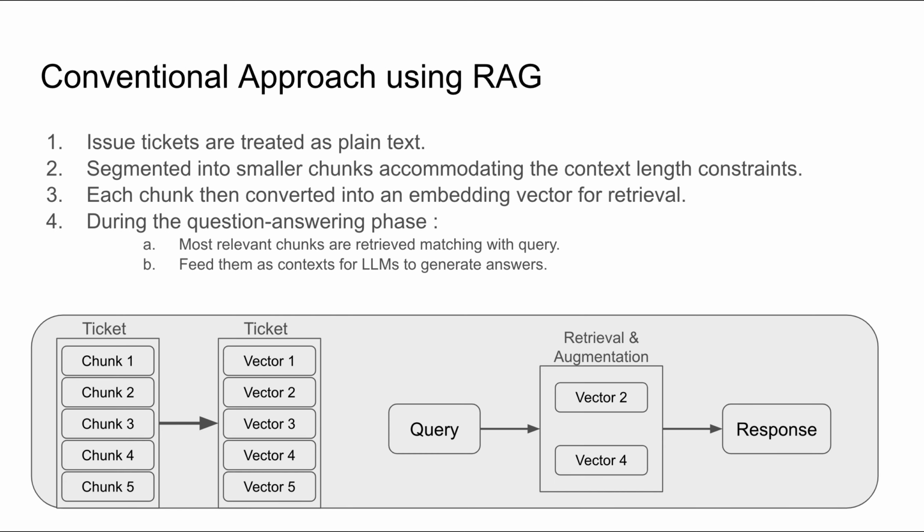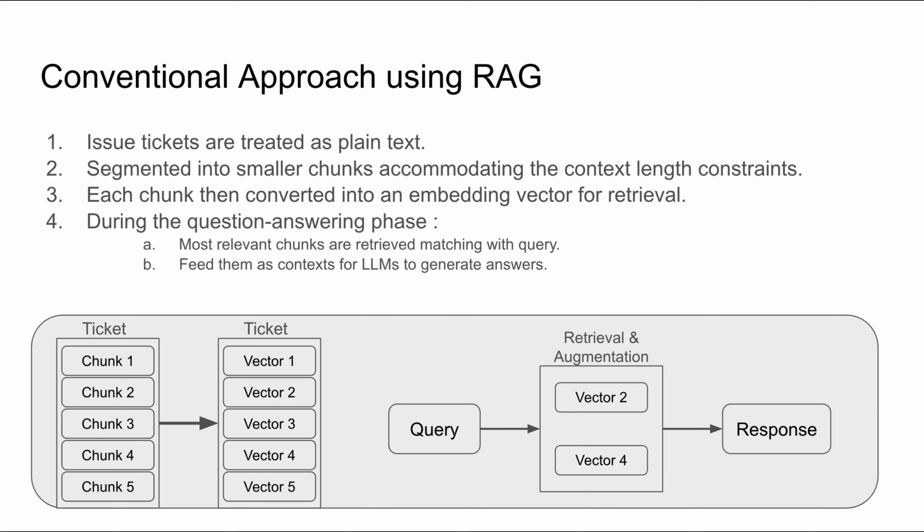Okay, so let's first discuss how a conventional approach would look like using RAGs. So let's say we are trying to build a very simple solution, RAGs with LLMs. How would that look like? So we can consider all the issue tickets as some plain text, containing all the textual information. There could be some image information as well, so let's ignore that for this particular explanation. So let's suppose everything is textual.